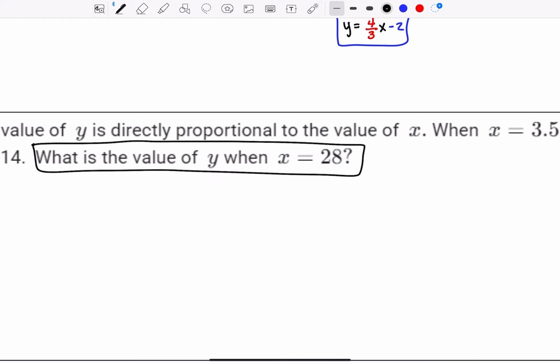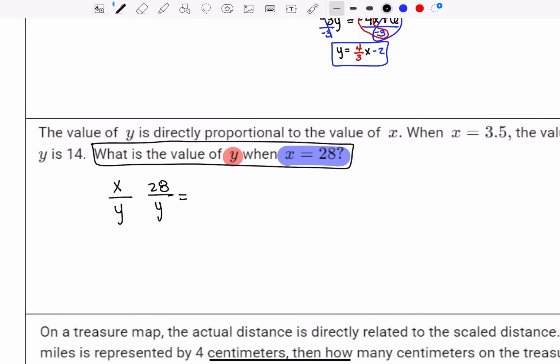So here you're going to go straight to the question, and you're going to look for the two variables that it's giving you. It's giving you x, so you're going to put x. It doesn't matter if it's x over y or y over x. Then you're going to have a y, so right here. So x is 28. You're looking for y.